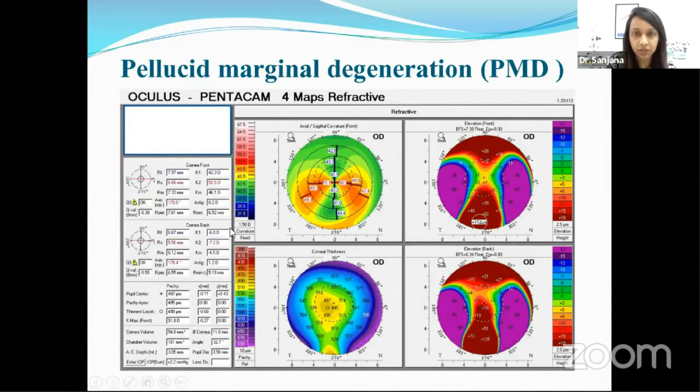Next is pellucid marginal degeneration. Here, in the sagittal or curvature map, there is a typical kissing bird sign, along with against-the-rule astigmatism, and a very typical bell sign seen on the pachymetric map. This is associated with inferior steepening, and there will be thinning as well.